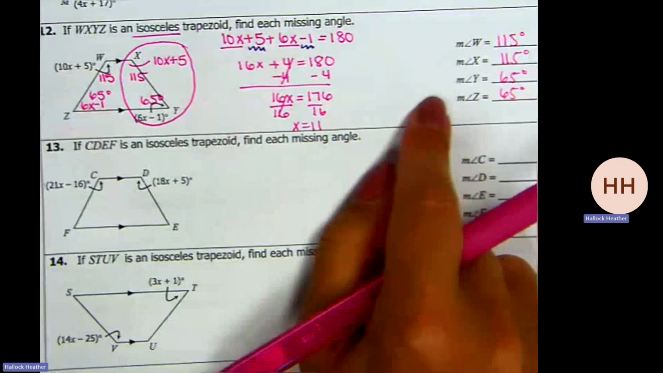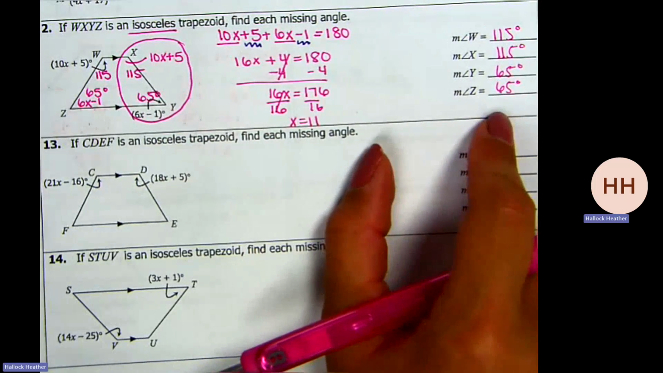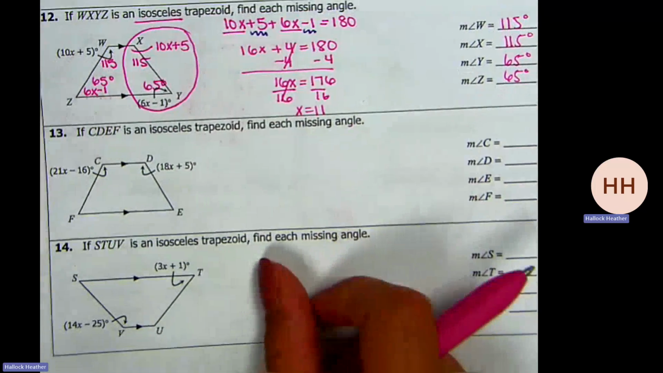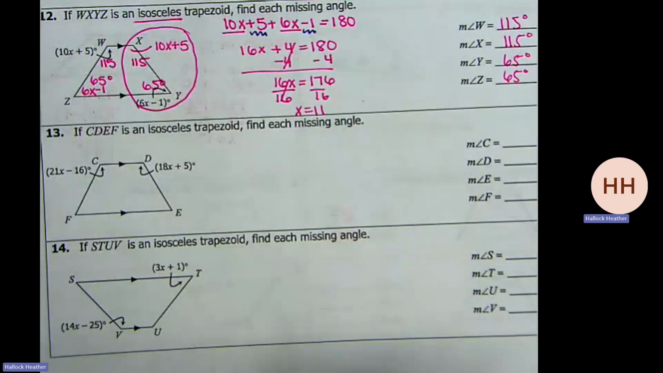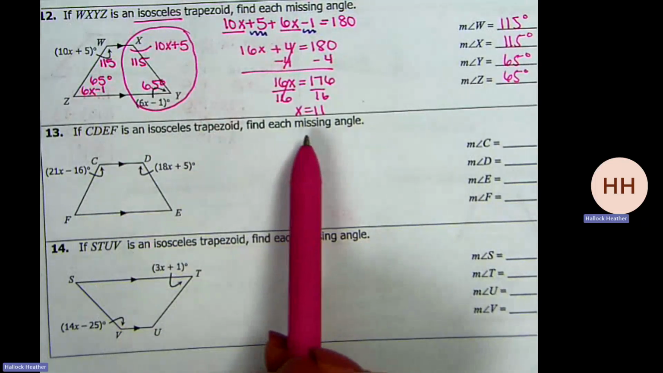So whenever you're filling these in on the backside, 2 of them are going to match. So you really only have 2 answers because you could just move those answers around. We're going to do one more problem together. Number 13 says CDEF is an isosceles trapezoid. We're going to find each angle.